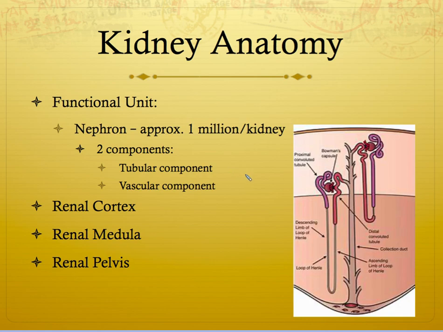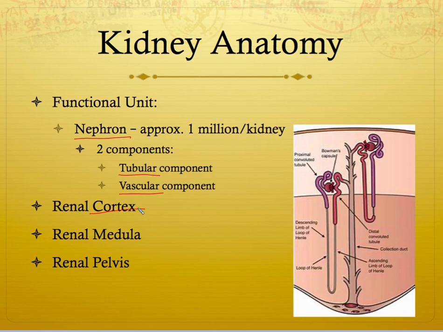Okay, anatomically, your kidneys have a functional unit, something that allows them to do their job, and that unit is called a nephron. There are approximately 1 million nephrons in a kidney. You have two kidneys, so you have roughly 2 million nephrons in your body. The two main components are your tubular component and your vascular component. We'll talk about those. And then they work with the three regions.